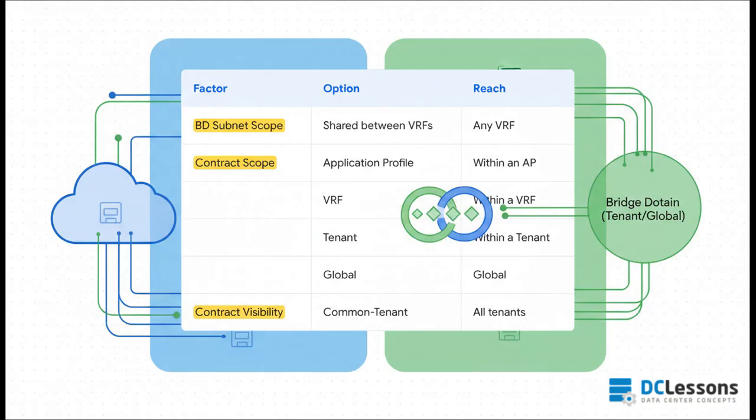This table here really lays it all out. You can see we've got different knobs to turn for scope. For a contract, it can be super narrow, like just within an application profile, or really broad, like tenant-wide or even global. But for what we're trying to do here, leak routes, I want you to zero in on two things. Number one, under the bridge domain, that subnet scope has to be set to shared between VRFs. That is non-negotiable. And number two, the contract scope usually needs to be bigger, like tenant or global, so that both EPGs in their different VRFs can actually see it.